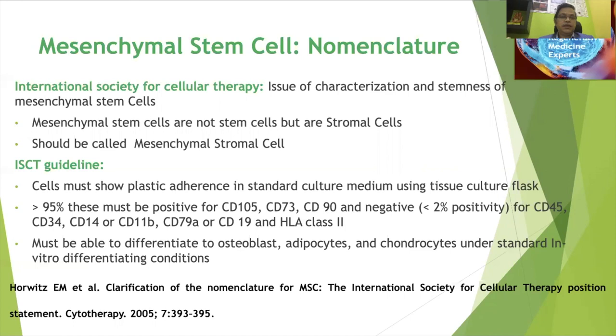Then they also gave a guideline that you can label a cell as a mesenchymal stem cell if they are able to show plastic adherence in the standard culture medium using the tissue culture flask, more than 95% of them should be positive for certain markers like CD73, 90, and 105. And they should also be negative for CD45, CD34. Outside the body, they should be able to differentiate into other cell types like osteoblast, adipocyte, and chondrocytes.